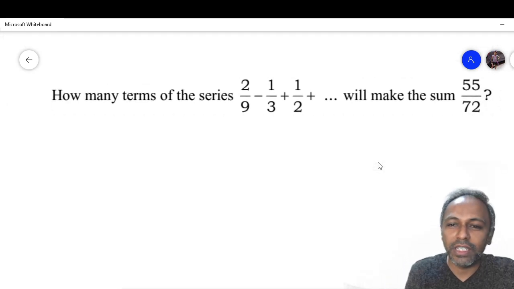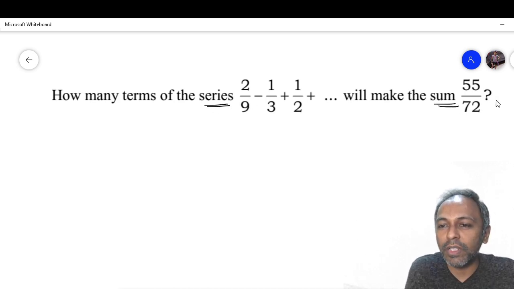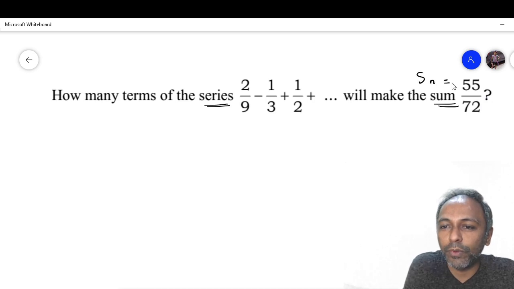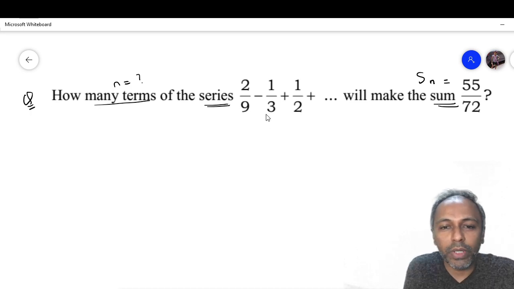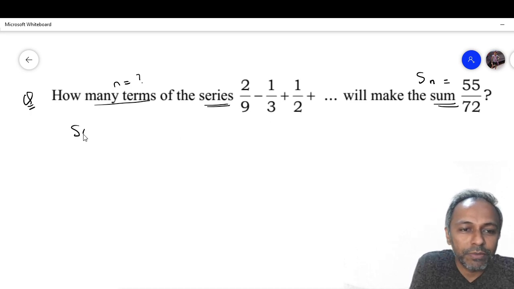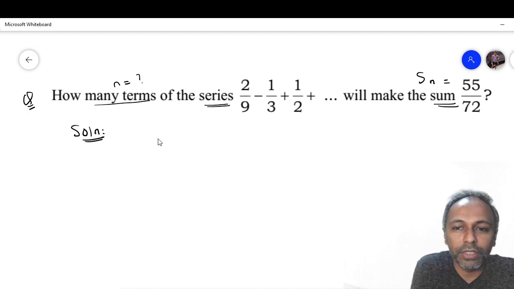How many terms of the series, and the series is given to you, not said whether it's AP or GP, will make the sum 55 upon 72? So this is already Sn for you. You have to get how many terms, so you have to get the n value. This is our question. It doesn't look like an AP, so let's check for GP. So we have the solution here.